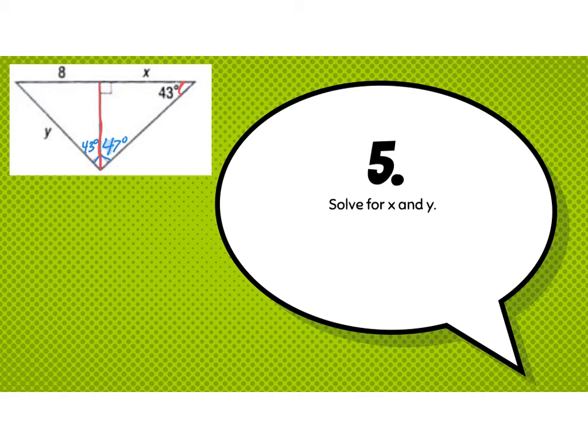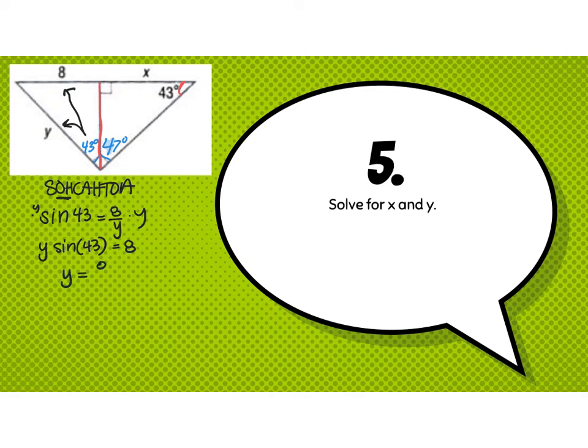So let's remember SOHCAHTOA. And we have our angle, we have what's opposite, and I want the hypotenuse. So opposite and hypotenuse. That is sine, so we're going to use sine of 43 degrees equals the opposite of 8 over the hypotenuse of y. We're going to multiply y on both sides. So I have y sine of 43 equals 8. I'm going to divide both sides by sine of 43.